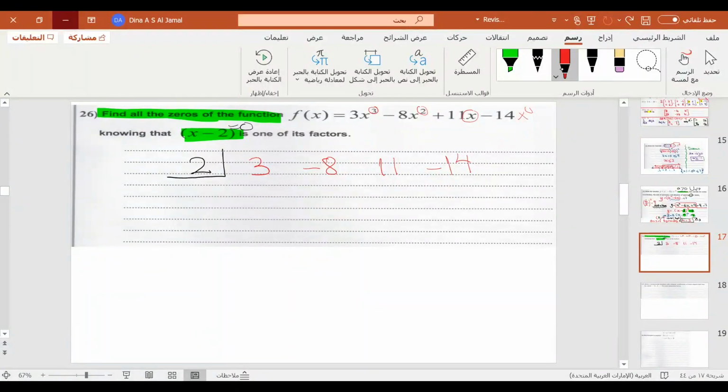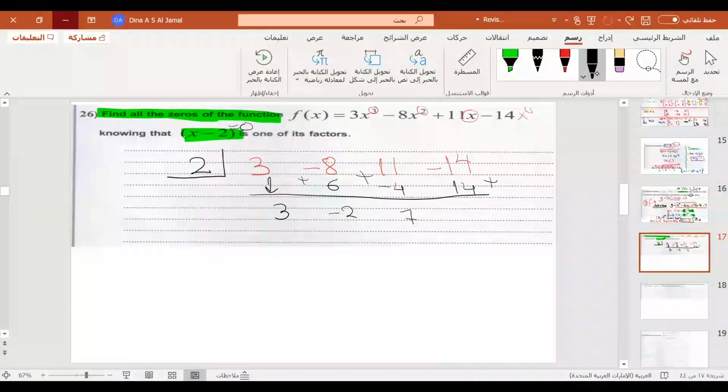So, let's solve this together. You will be bringing the 3 down. 2 multiplied by 3, 6. Add them. You will be having minus 2. Multiply. Add. You will be having 7. Multiplied. Add. You will be having a remainder of 0, which will make sure that already you are having a factor.